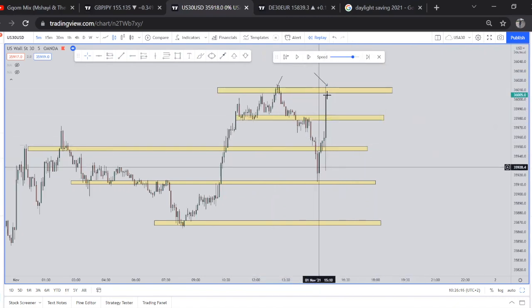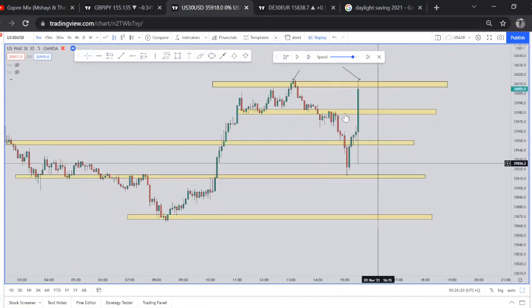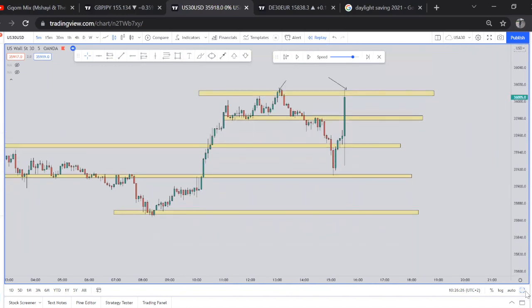So this is basically what I would have been looking out for on USD past 3 yesterday if we were to trade with our students on the live sessions. This is basically what I'll be looking out for.